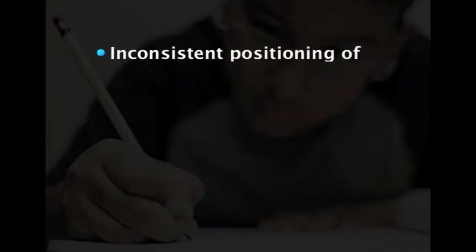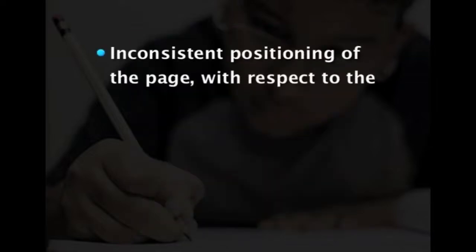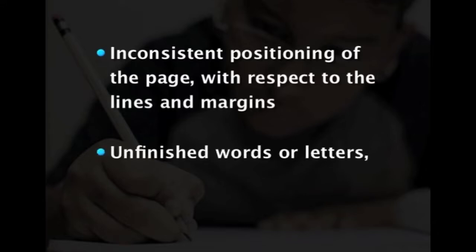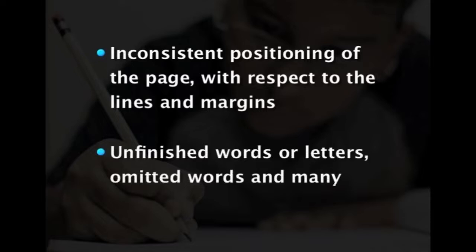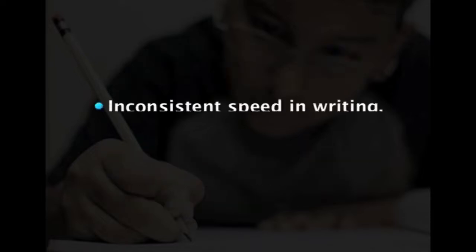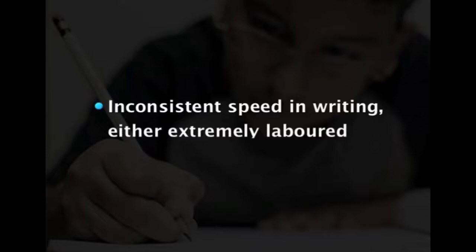They have inconsistent positioning on the page with respect to the lines and margins. They also have unfinished words or letters, omitted words, and many spelling mistakes. They have inconsistent speed in writing, either extremely labored or very quick writing. These are some of the problems faced by children with a writing disorder.